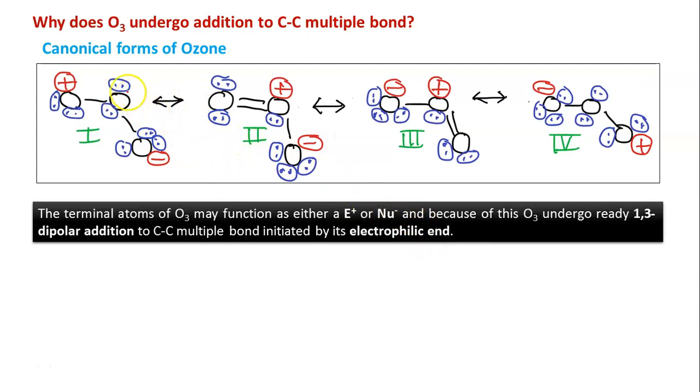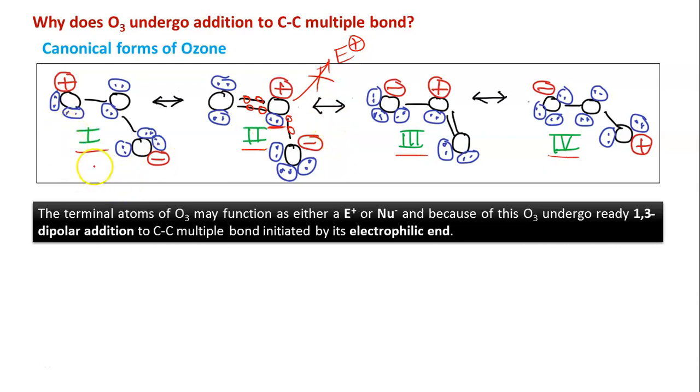So for that we have to see first the canonical forms of ozone. So here we have total 4 canonical structures. Now, if you focus on structure 2 and 3, the middle oxygen is carrying positive charge. But this oxygen cannot act as electrophile. Why? Because here, surrounding this oxygen, the total number of electrons present is 8. There are 6 electrons coming from bond pairs between 2 oxygens, and 2 electrons coming from a lone pair. So that is why the octet is complete, and it cannot act as electrophile.